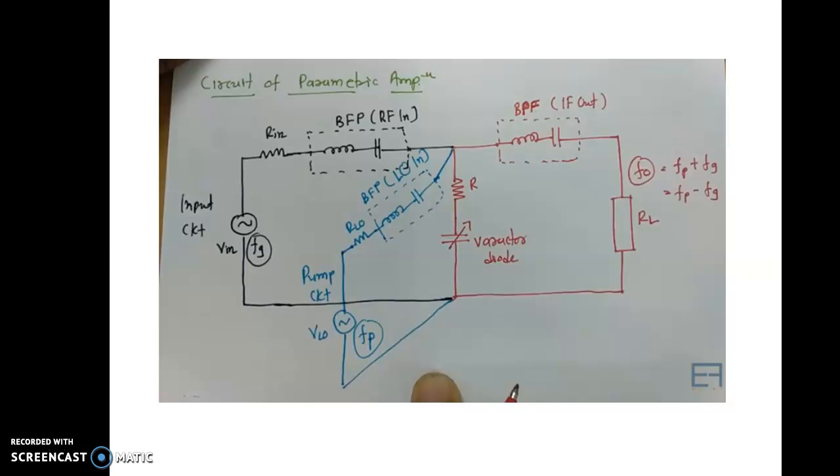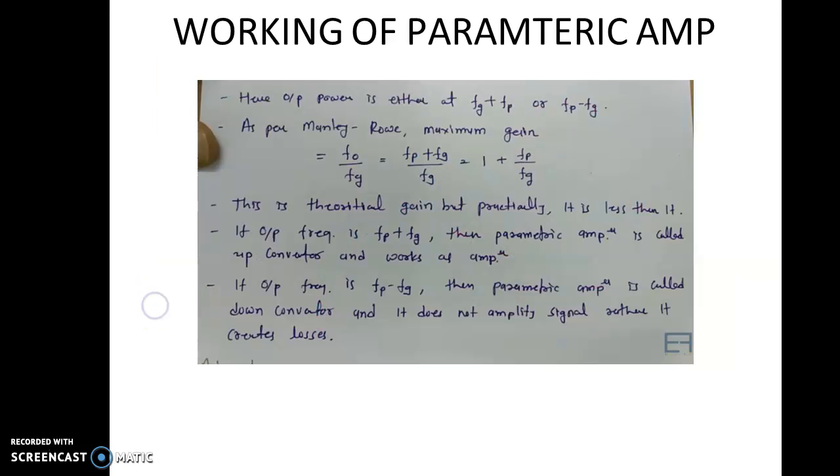The varactor diode has a variable capacitance and a resistor, in series with a band pass filter circuit which is the IF, intermediate frequency output. Then F0 is the output frequency, measured across the load RL, and the output frequency is equal to Fp plus Fg or Fp minus Fg. Here we have output power at either Fg plus Fp or Fp minus Fg.